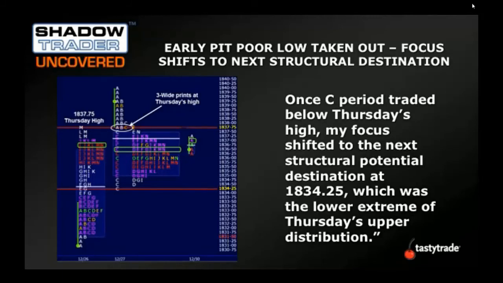Again, that's how I use structure. So I'm saying if I fail at one part of the structure, the potential is to trade down to the other portion of the structure. So you can see that's exactly what the market did.